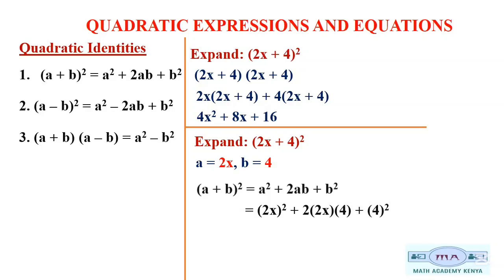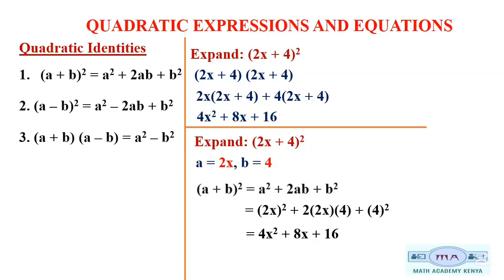So this translates to 2x into bracket squared plus 2 into bracket 2x, then 4, plus 4 squared, because we are substituting the value of a, which is 2x, and the value of b, which is 4. This ends up as 4x squared plus 8x plus 16, which is just the same as the one we got after we used the long method of expansion.